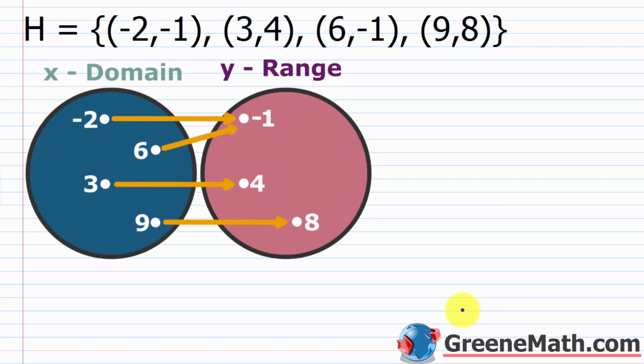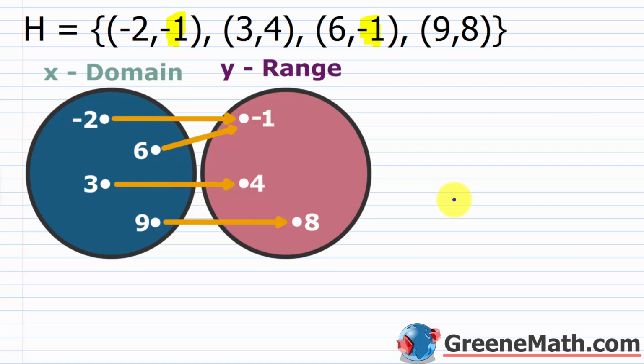All right, let's take a look at another one. This one I'm going to tell you in advance is a little bit tricky. So we have h is equal to, again, a set of ordered pairs: (-2, -1), (3, 4), (6, -1), and (9, 8). Okay, so some of you would immediately say, okay, you have a duplicate y value here of -1, not a function. But you'd be wrong if you said that.